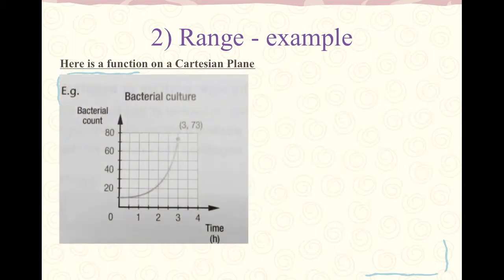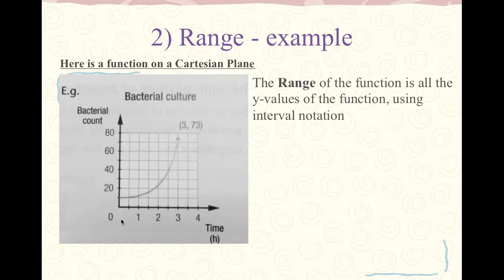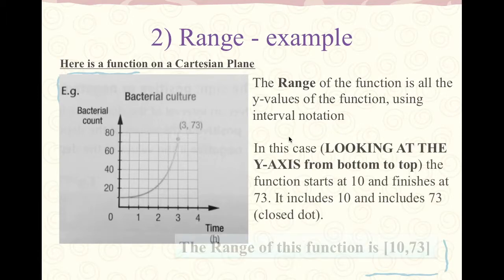Here's the same function on the Cartesian plane. Now, in the first one, we looked at just the x values. In this case, we're going to look at the y values, okay? Now, tilt your head, bottom to top. Starts here, ends here. Starts at 10, ends at 73. In this case, the range of this function is close bracket 10 to close bracket 73.